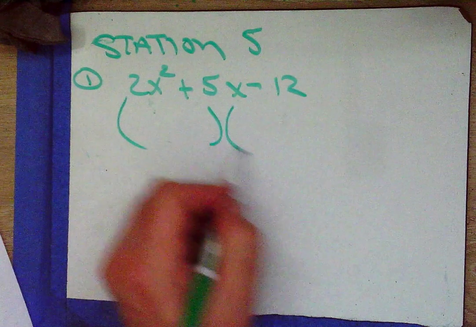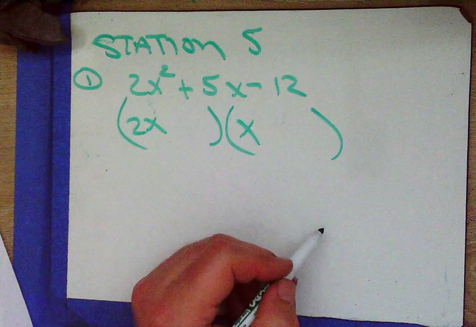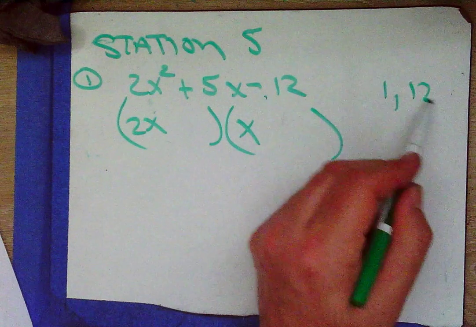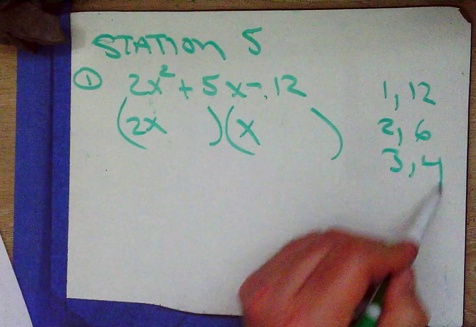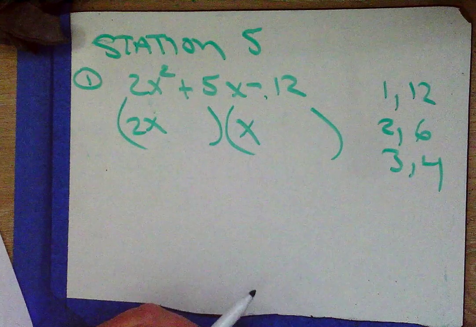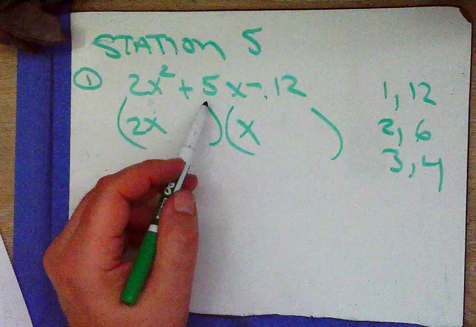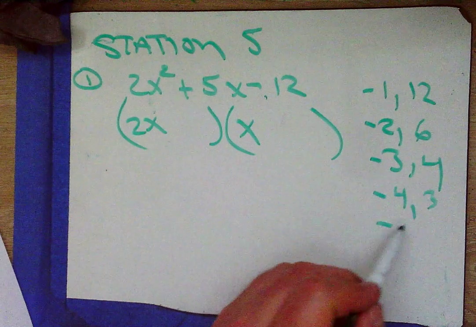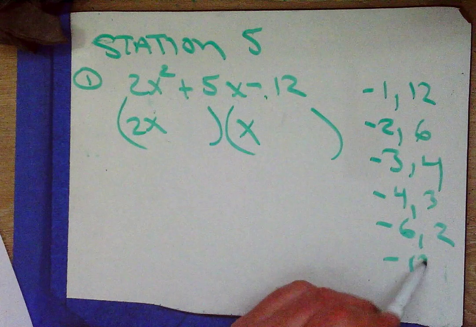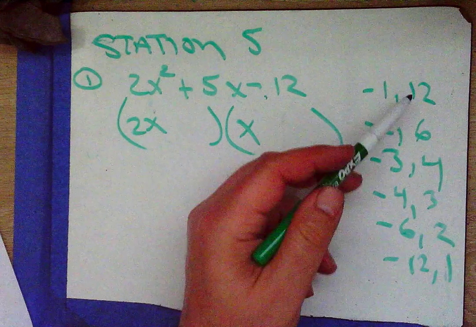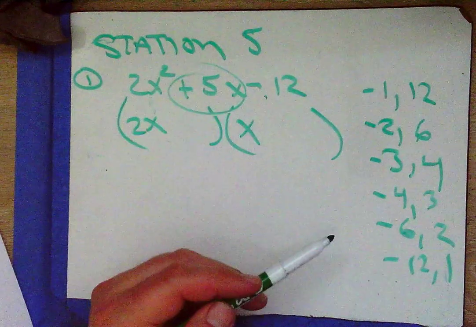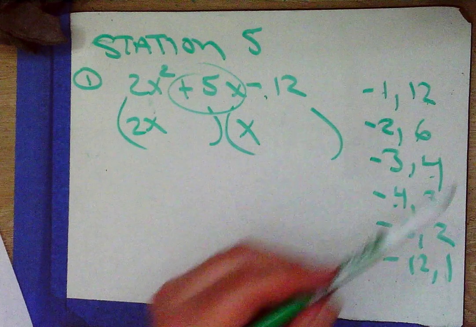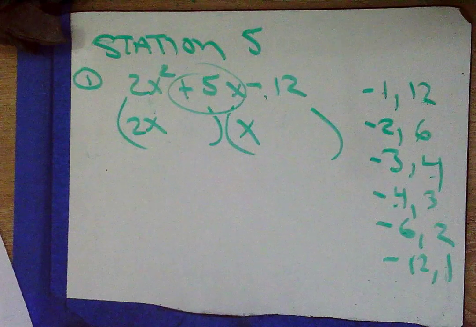Okay, so that's going to be 2x and x. Now, what about this? Well, there's lots of different things. 1 and 12, 2 and 6, 3 and 4. One of these is negative: negative 4, positive 3, negative 6, positive 2, negative 12, positive 1. Do any of these add up to positive 5? These add up to 1. These add up to negative 1. These add up to 4. These add up to 11. Hey, guess what? It doesn't seem to factor.